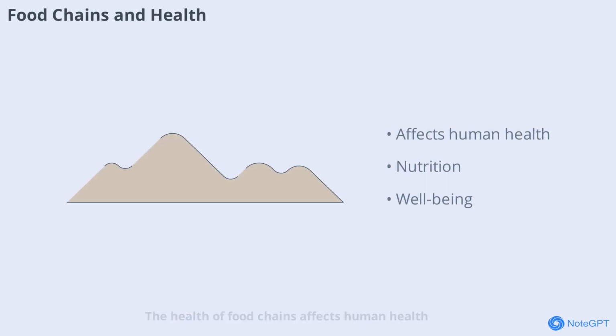The health of food chains affects human health. Contaminants or diseases can move through food chains and reach people. Eating a variety of foods from healthy ecosystems supports good nutrition and well-being. Protecting food chains is part of protecting our own health.